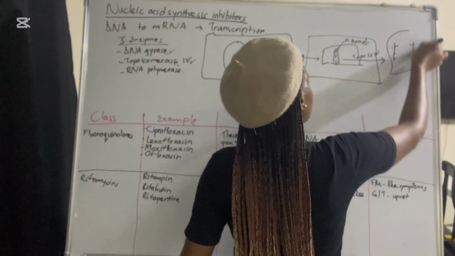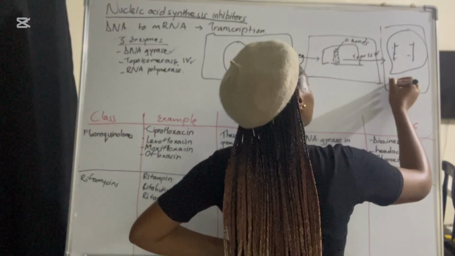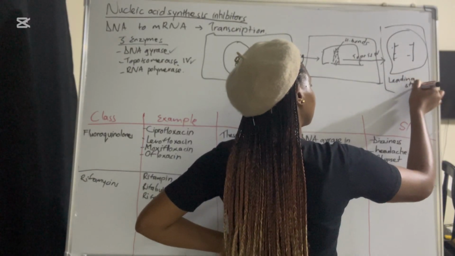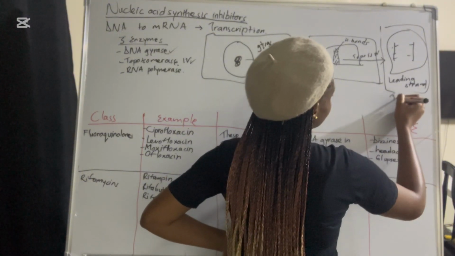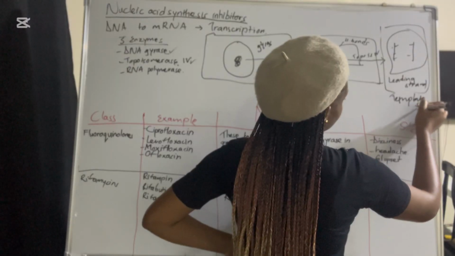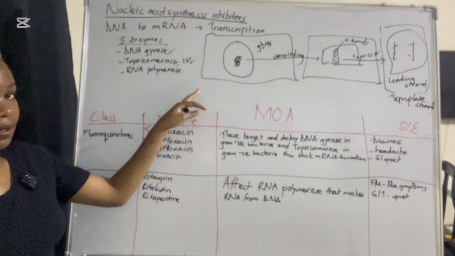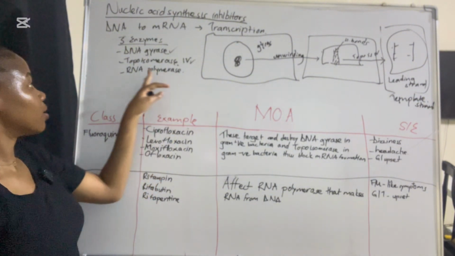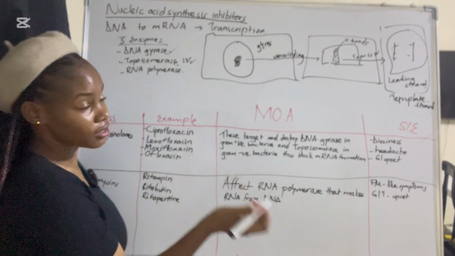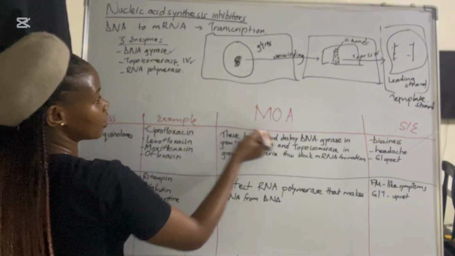Two strands within the nucleus. We are still within the nucleus. It's going to form two strands, the leading strand and the template strand. Now this is where our RNA polymerase comes about. After the topoisomerase has made the leading strand and the template strand, the RNA polymerase comes onto the template strand.